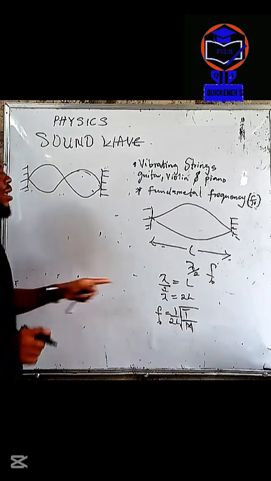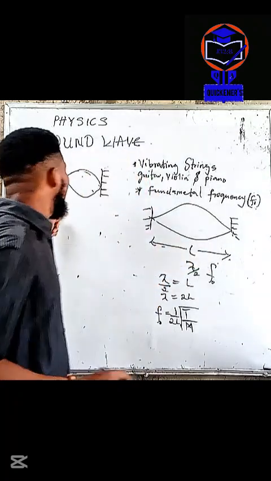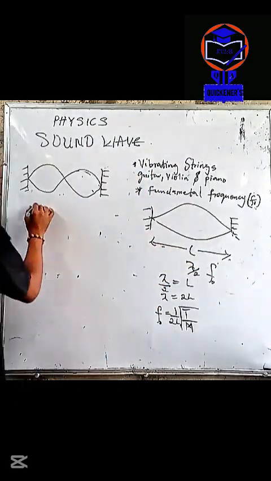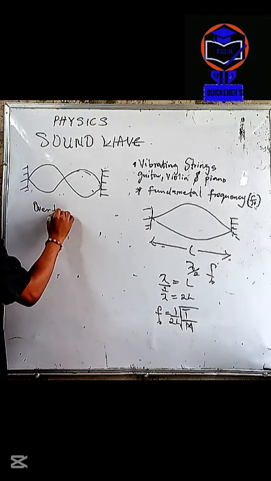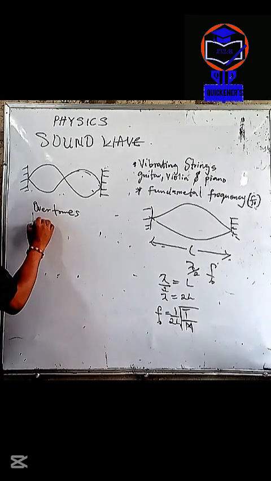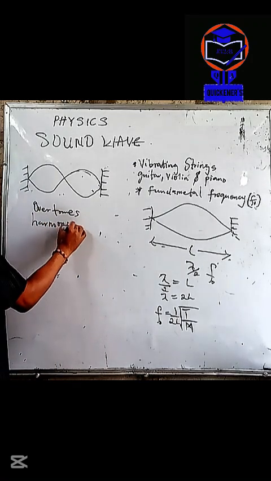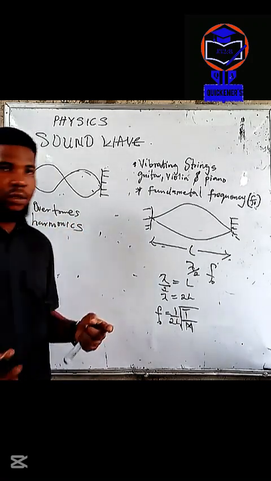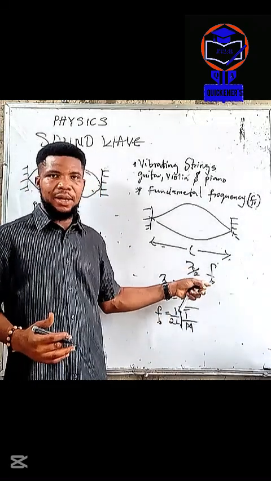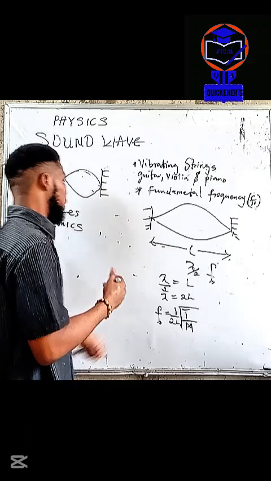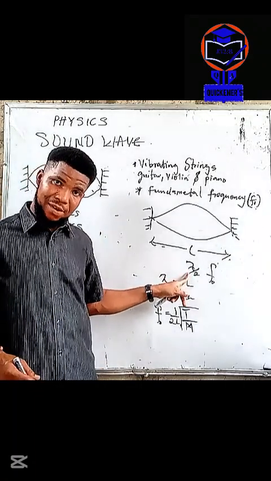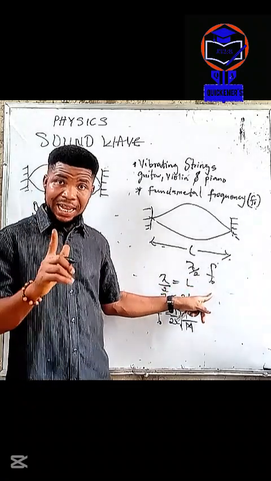So now, if this is the first note, the next note, and the next one are called overtones, or we call them harmonics. So what is an overtone? An overtone is the frequency that will be made after the F naught. Remember, for F naught, the lambda is half, right?